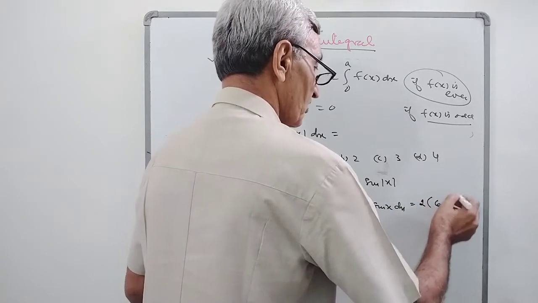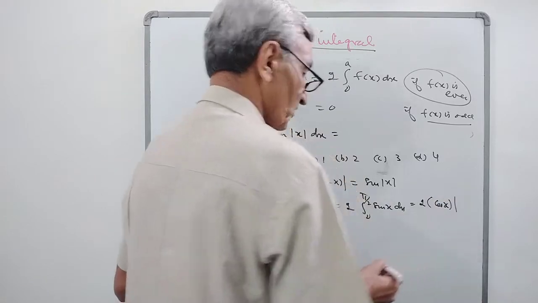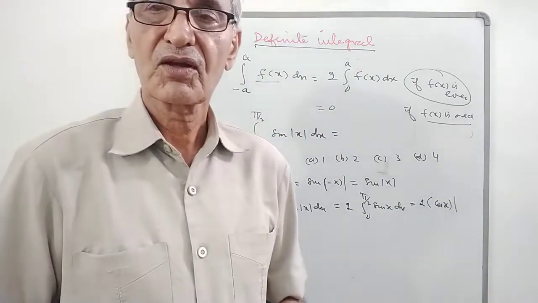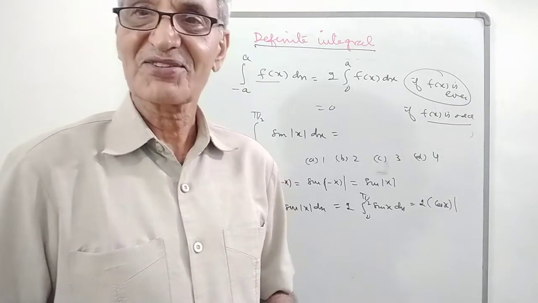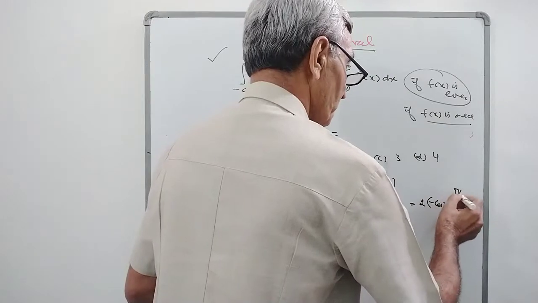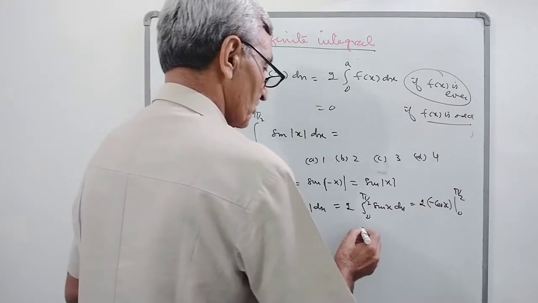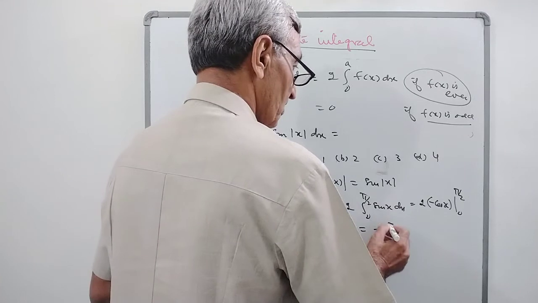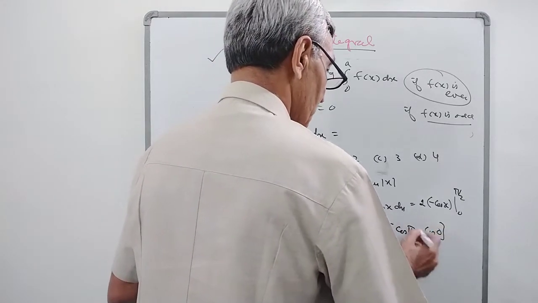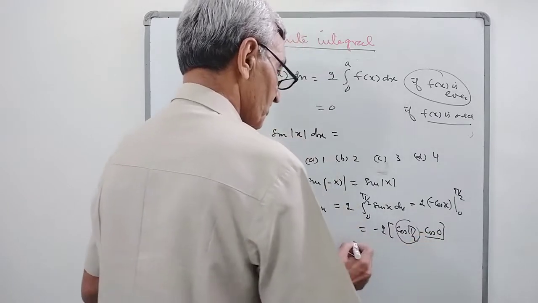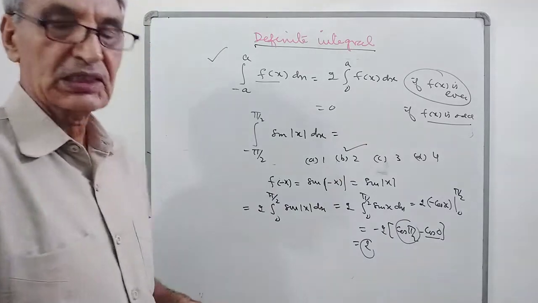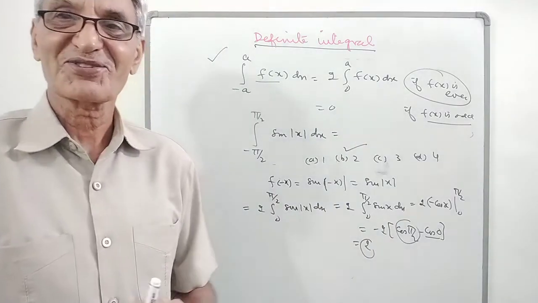cos x. Okay, then the integration of sin x is equal to minus cos x, and from 0 to 90 it is equal to minus 2 cos 90 minus cos 0. cos 90 is equal to 0, so this is equal to minus 1, which is equal to 2. So my answer is B. The integration of sin x is equal to minus cos x.